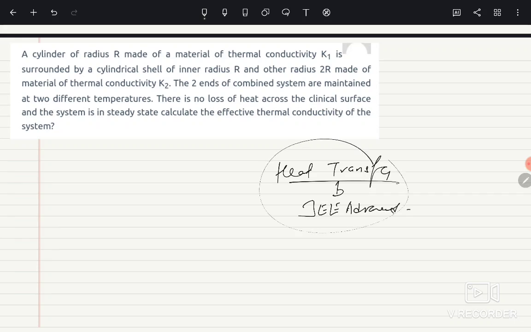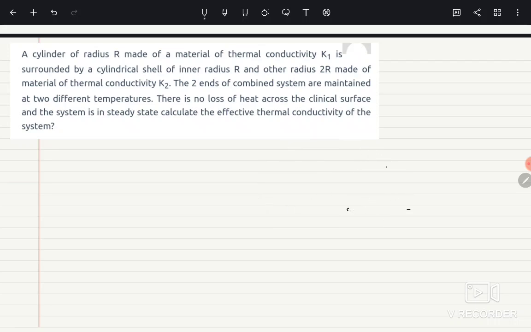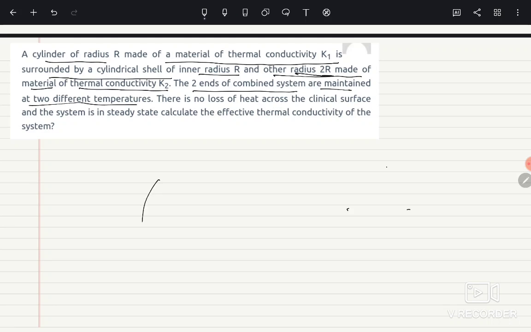The first question of this JEE Advanced heat transfer video series is: a cylinder of radius R made of a material of thermal conductivity K1 is surrounded by a cylindrical shell of inner radius R and outer radius 2R, made of a material of thermal conductivity K2. The two ends of the combined system are maintained at two different temperatures. Up to this point we have read the question. Now we draw the diagram.